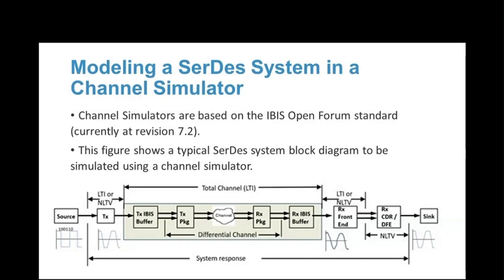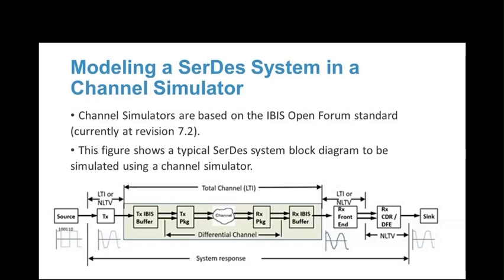This model typically contains a transmit equalizer in the form of a feed-forward equalizer with differential IBIS buffer output to the channel. The IBIS buffer can optionally be a 4-port S parameter file. There's a transmit package typically, certainly a channel, and a receive package. These pieces represent the differential channel. Each part is optional and may be represented using S parameter files.